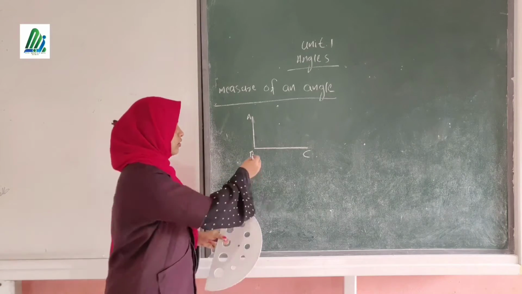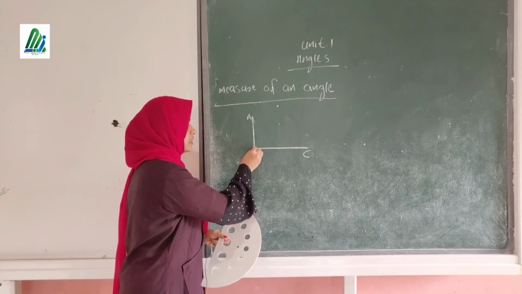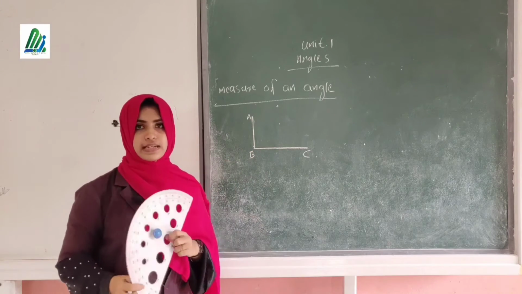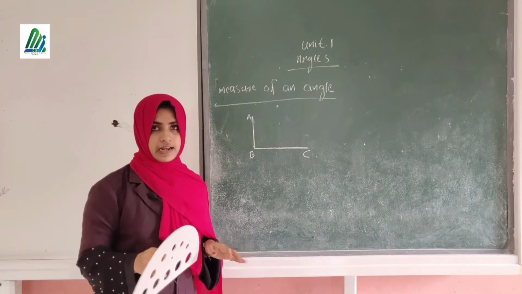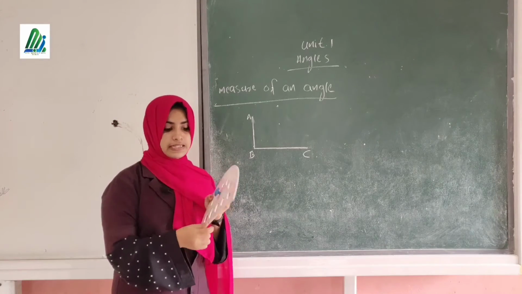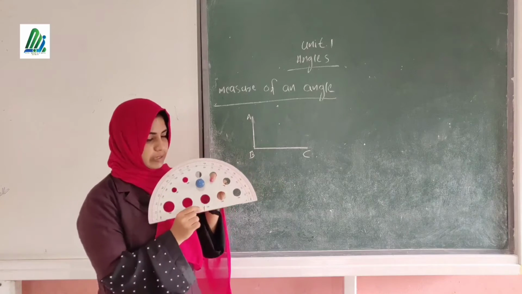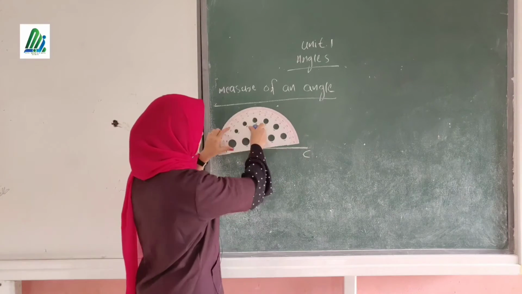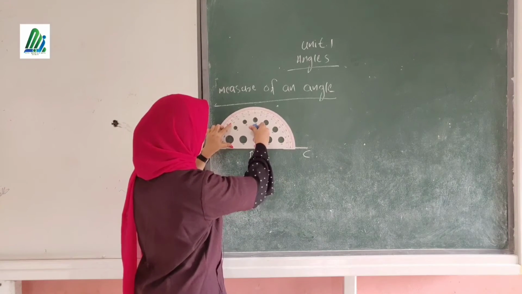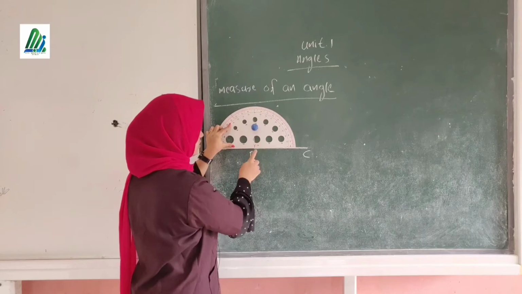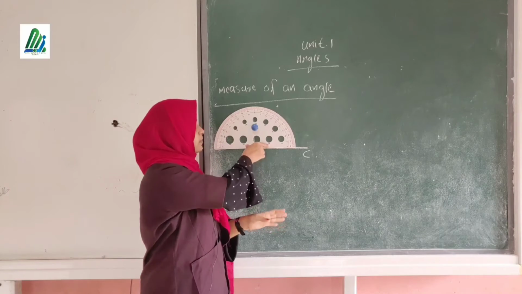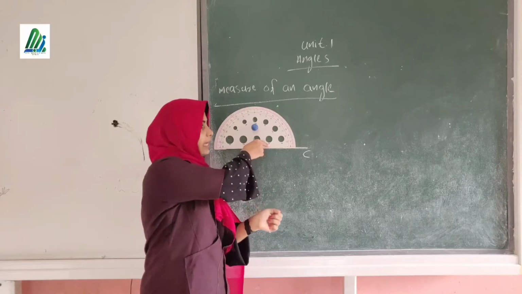So this is the vertex of the angle. The vertex means where the two sides meet, that's the vertex of an angle. So the first step for measuring an angle, place the midpoint of the protractor. This is the midpoint of the protractor. So place the midpoint of the protractor on the vertex of the angle. First place the protractor on the vertex.